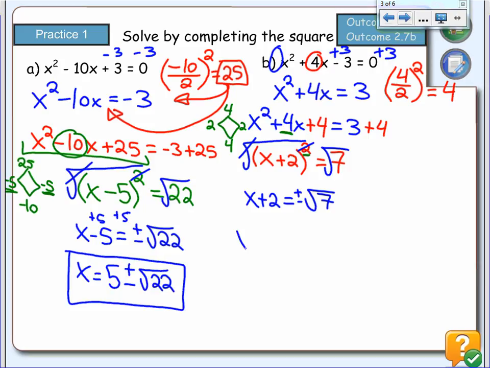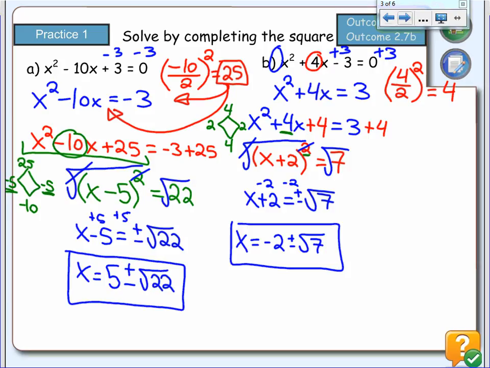So you get x equals negative 2 plus or minus root 7. That's your answer. Hopefully you got that right and tried it on your own before you watched that part of the video. Alright, we're going to do it a couple more times, but a couple harder ones.